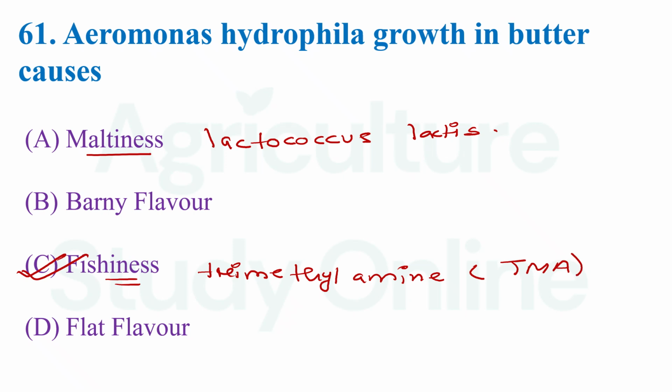It even gives a characteristic fishy type odor in the butter. Flat flavor. So it is caused by the lack of some flavor compounds like diacetyl, and it is seen in poorly fermented or low starter activities. So over here, correct option will be C, that is fishiness.